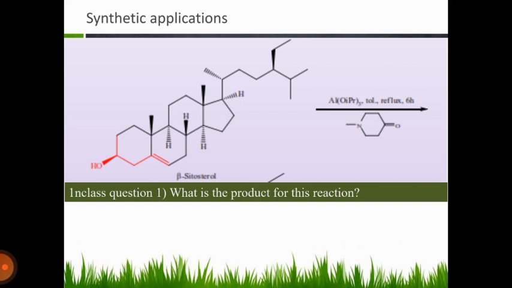Then you have a question. This is in-class question number 1. What is the product for this reaction?